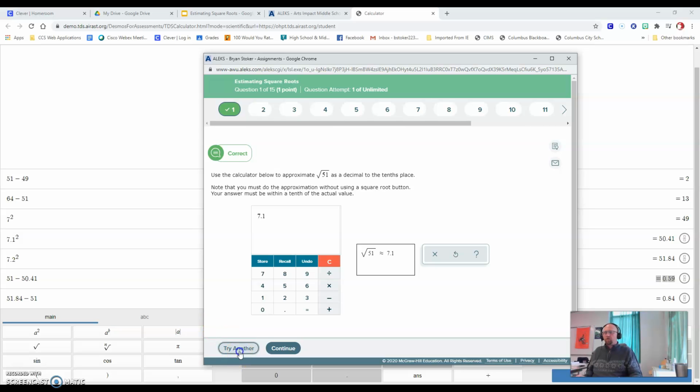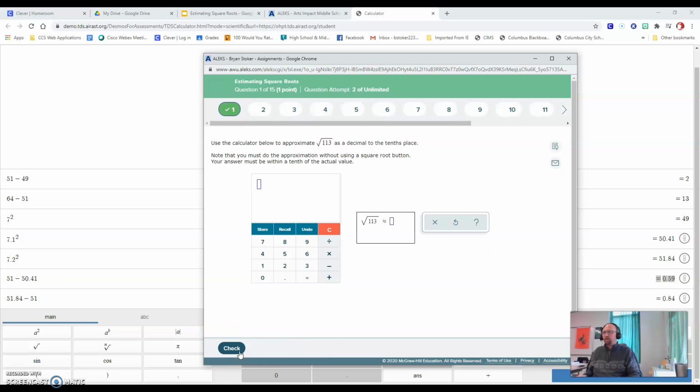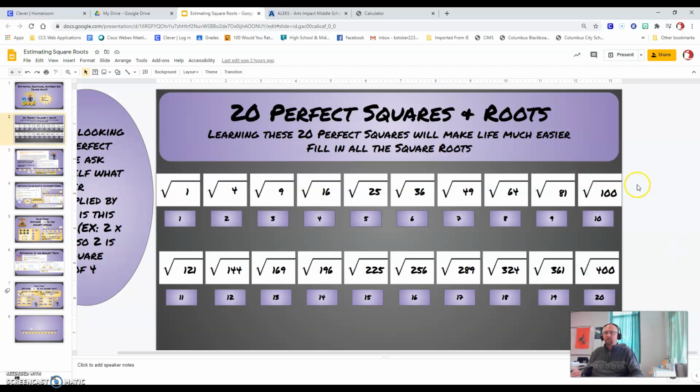And that's correct. I'll do one more just to get you familiar. Here you're looking at 113. What two perfect squares does that fall between? Again, you need to come back and check, is it between 81 and 100?